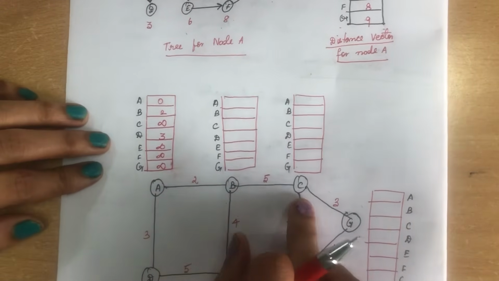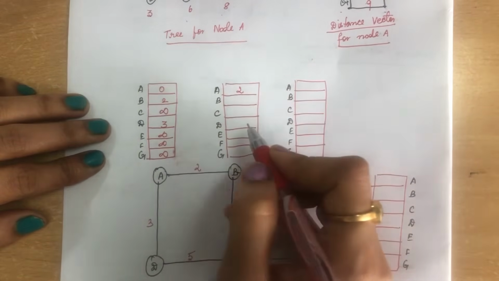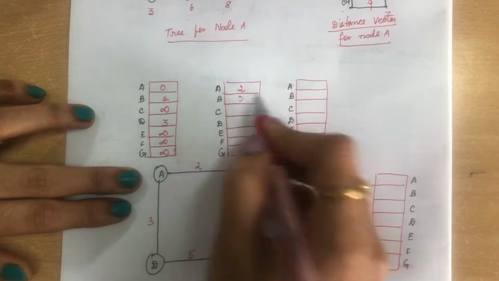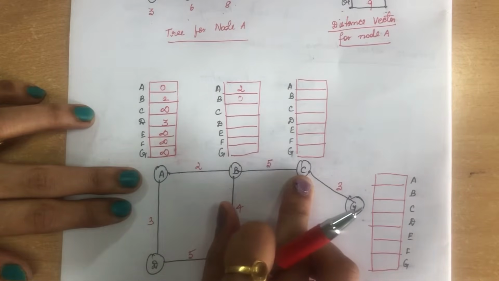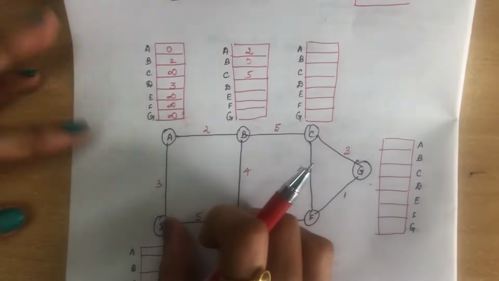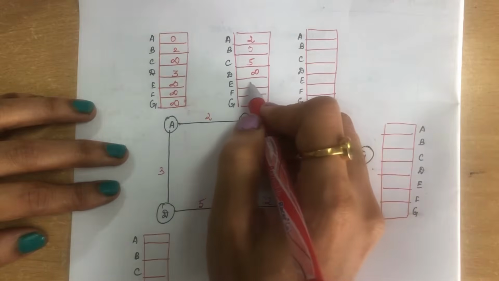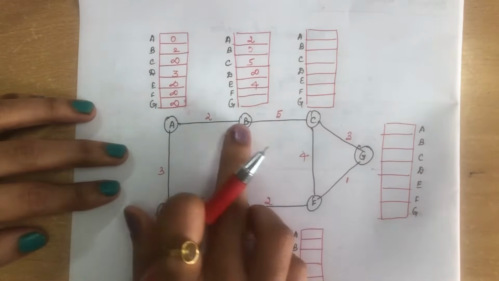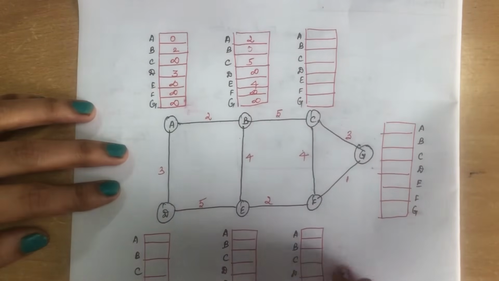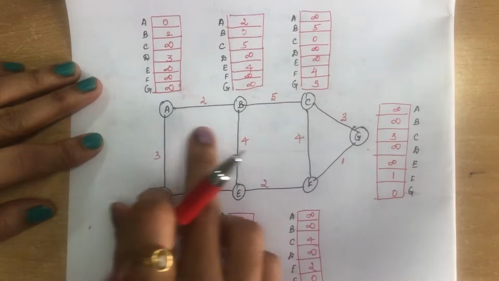Likewise, we will find the distance vector for every node. For B, from A the distance is 2, from B to B it is 0, and from B to C the distance is 5. From B to D, the distance is infinity, since there is no direct contact, and from B to E, the distance is 4, and from B to F it is infinity, and B to G it is infinity. Likewise, we will do it for all other nodes. So now we have created an initial distance vector for every node.